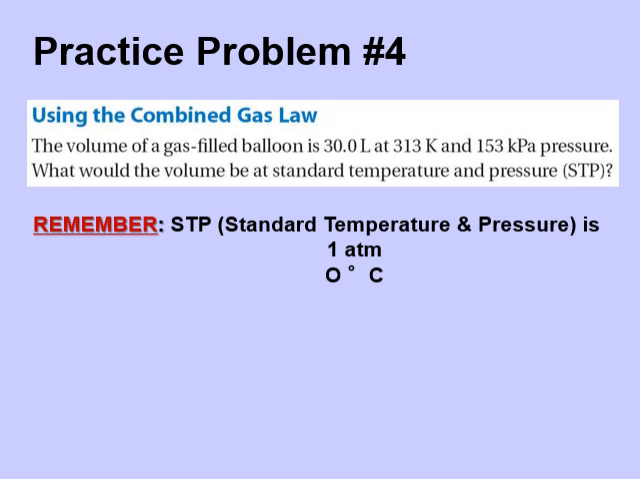So let's look at a scenario in which we are going to use our combined gas law. The volume of a gas-filled balloon is 30 liters at 313 Kelvin and 153 kilopascals. What would the volume be at standard temperature and pressure? We need to recall that STP is when pressure is equal to 1 atm and temperature is equal to 0 degrees Celsius. They don't explicitly say what we're changing them to, but it is implied.